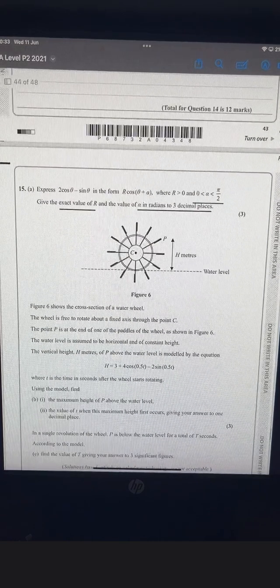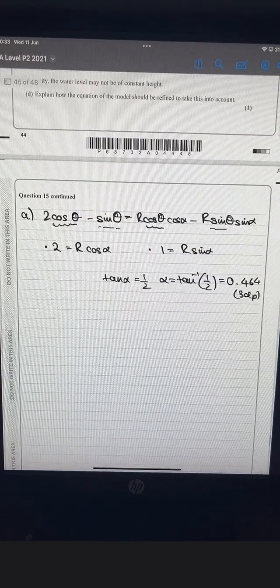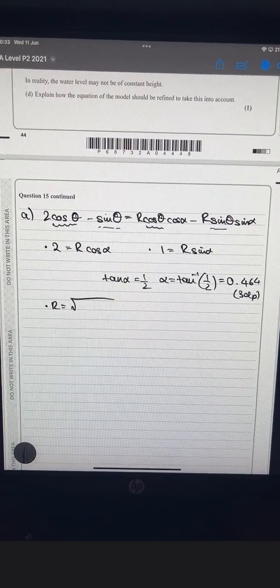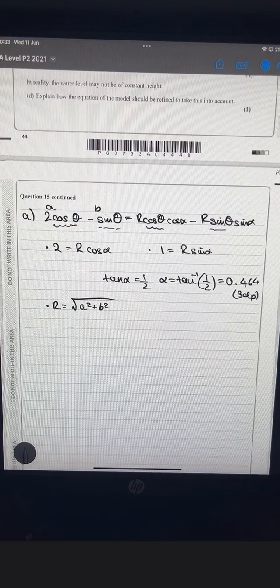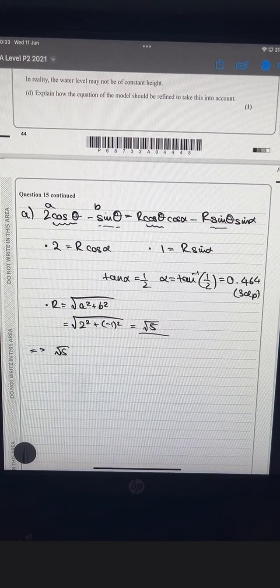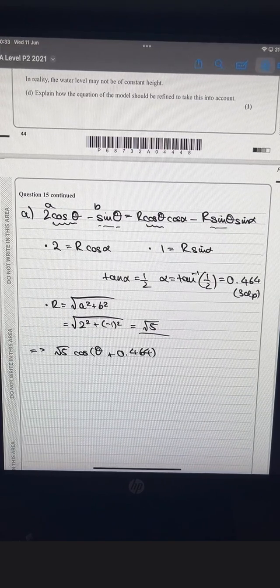Well, r is just the square root of a squared plus b squared, where a and b are the coefficients of cos and sine, okay? So the square root of 2 squared plus negative 1 squared is equal to root 5. So that is r and that's alpha, so I'm just going to rewrite my equation as root 5 cos theta plus 0.464, and that's how you do that. So that's why it's not the square root of 3. So I hope that makes sense.